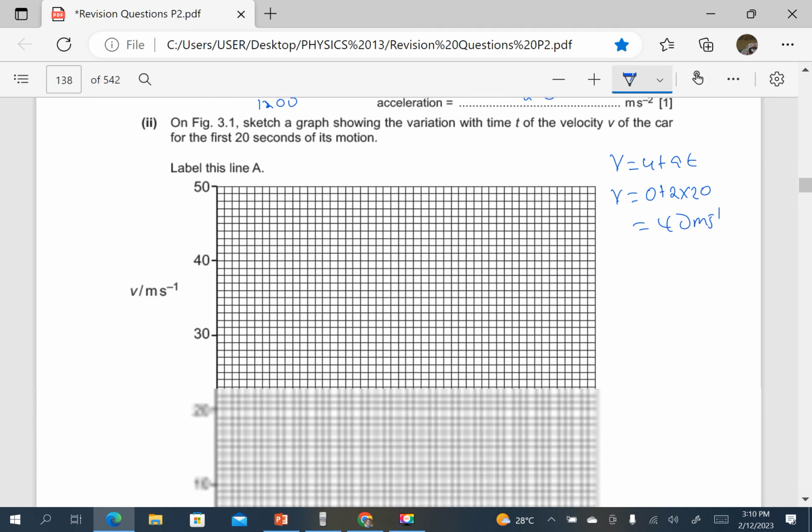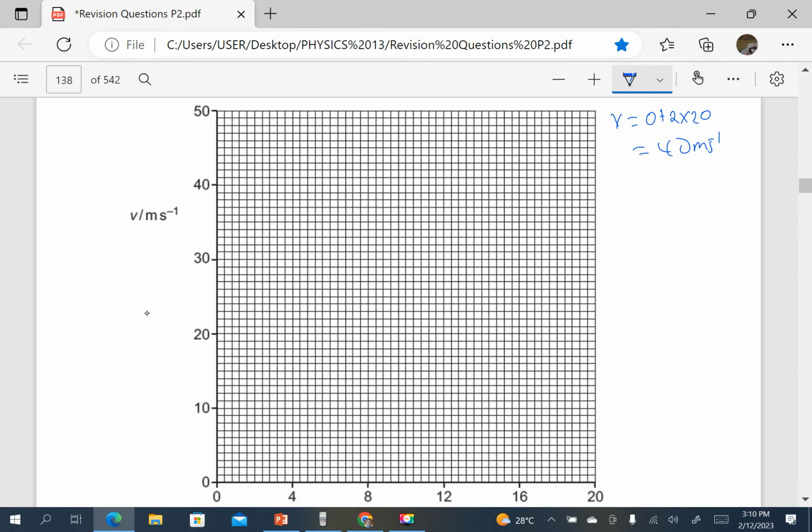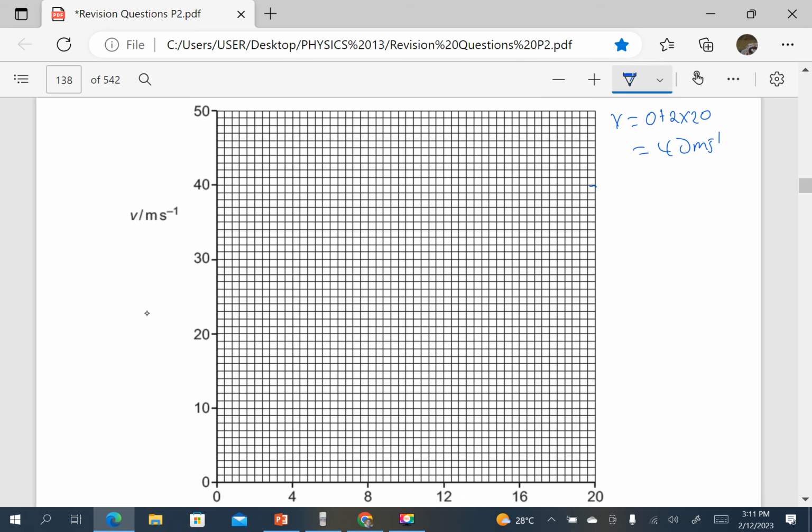So I just look for that to be a straight line. When t is 0, v is 0. When t is 20 seconds, v is 40. I'll put a ruler there to see that it is 40. Yes, it is 40. So I'll increase the thickness and draw a thicker line which is visible. So this line goes through the origin. I missed the point.